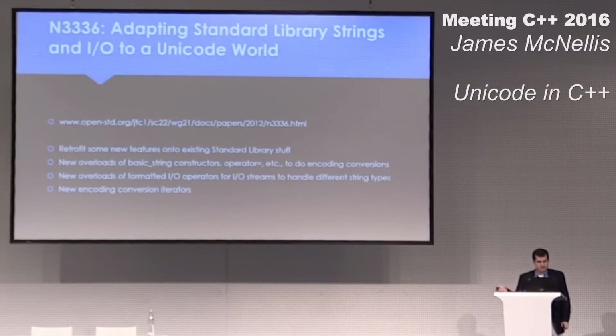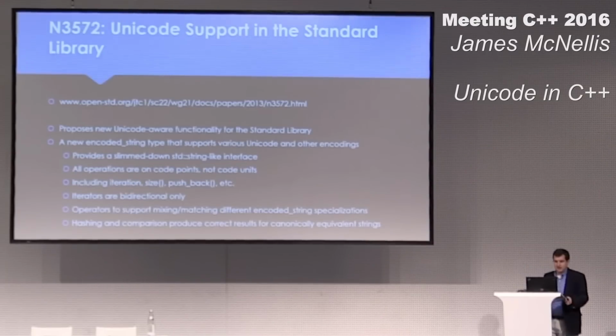One of the proposals from a few years ago was to retrofit some new features onto existing standard library stuff. For example, add support for more easily character encoding and conversion iterators for converting between encodings. Another one was actually to produce a new encoded string type, which would allow you to specify the encoding with the string. I would make a joke that that's exactly what C++ needs, is yet another string type.